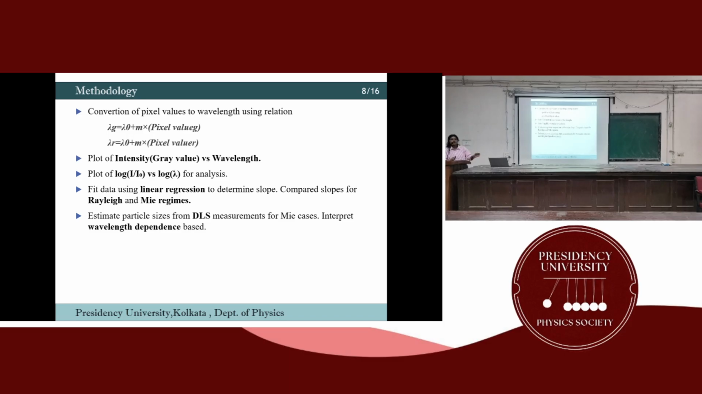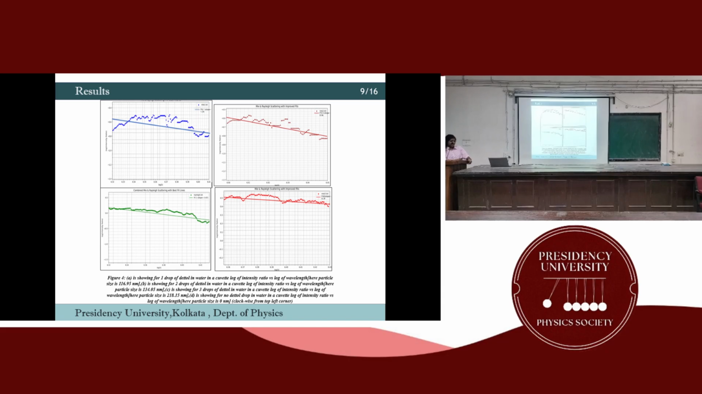Here it is to measure the particle size of a sample. Dynamic light scattering considers the Brownian motion of a particle, and then it finds out the particle sizes of the sample. And then I have interpreted the results which I have obtained.